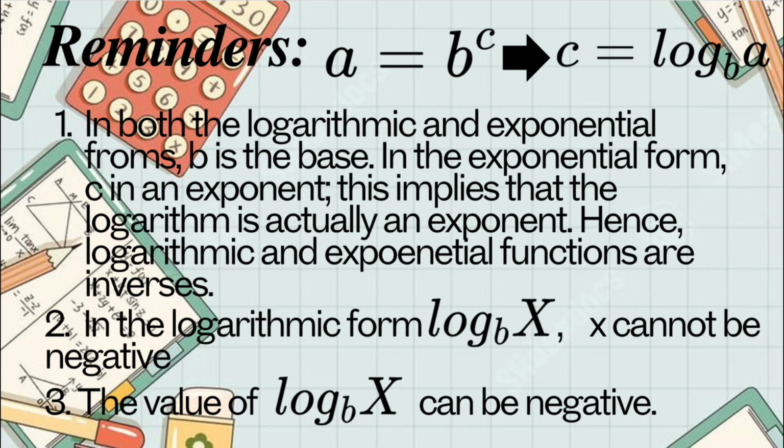Reminders: A equals B raised to the power of C is equivalent to C equals log A to the base B. In both the logarithmic and exponential forms, B is the base. In the exponential form, C is the exponent. This implies that a logarithm is actually an exponent. Hence, logarithmic and exponential functions are inverses. In the logarithmic form, log x to the base b, x cannot be negative. The value of log x to the base b can be negative.